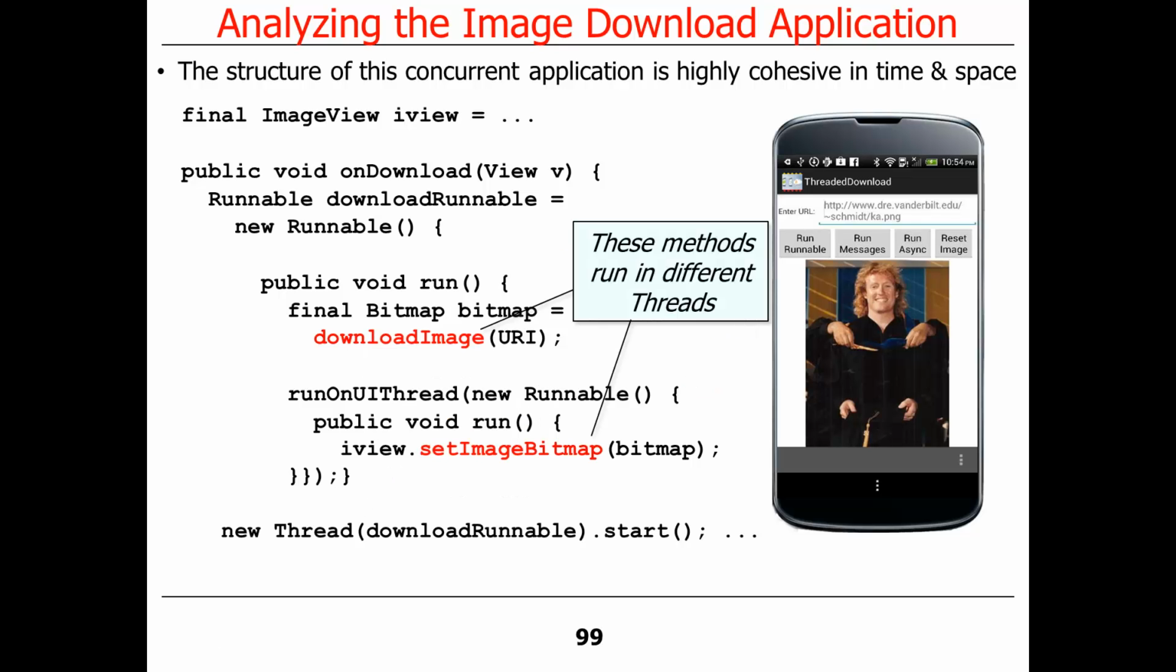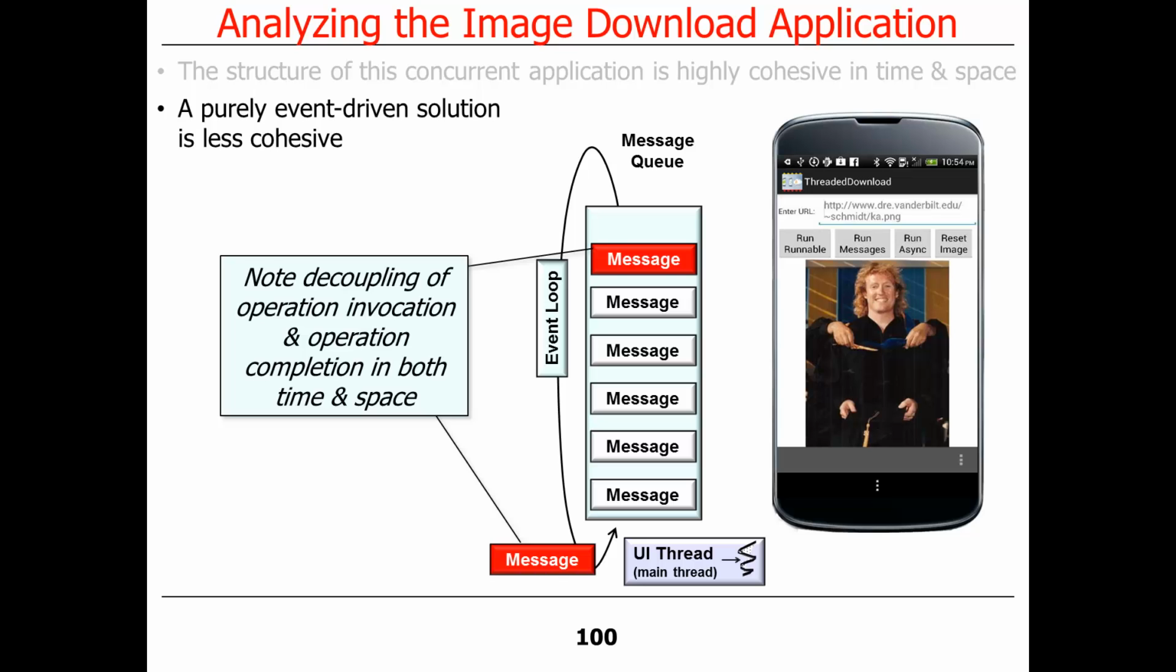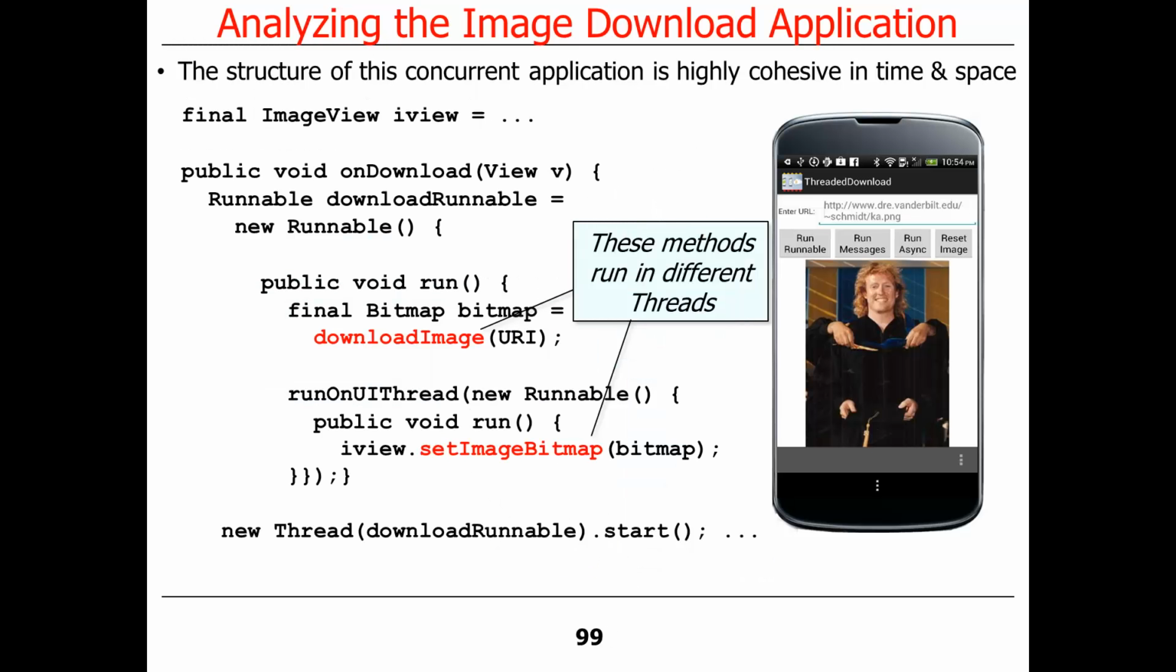So the cool thing about this is that these things run in different threads, but it's very cohesive. So in the original approach that used event-driven programming, what you would see is that these messages would be decoupled in time and space. They would literally exist in different parts of the code, and you'd have to match them up in your head somehow. Whereas in contrast, in this approach, notice how cohesive things are, right? We see one piece of code. This is cohesive in space, right? It's right next to each other. They're literally in the same couple lines of code.